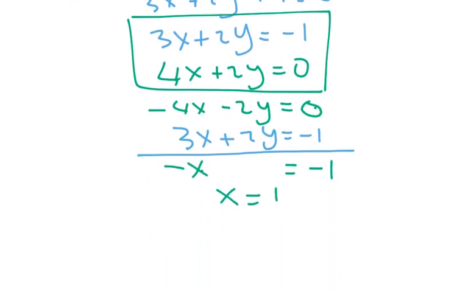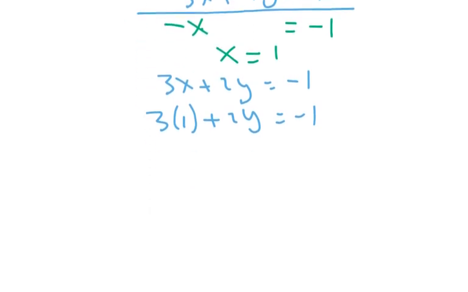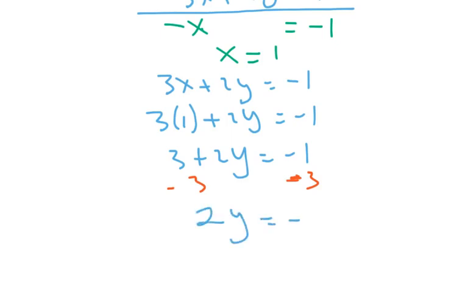Okay, x is equal to 1. Now let's work out y. Well, I can stick it into any equation. I'm going to choose this one. So 3x plus 2y is equal to minus 1. So 3 times 1 plus 2y is equal to minus 1. So I've got 3 plus 2y is equal to minus 1. Minus 3 both sides is going to give me 2y is equal to minus 4. And that means y is equal to minus 2.